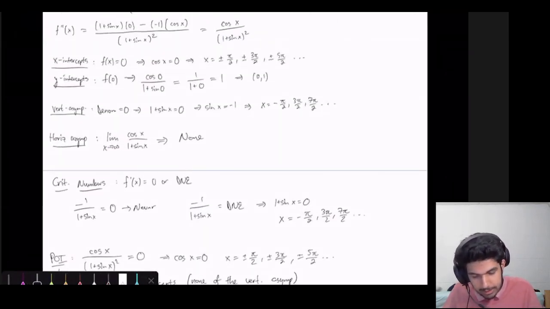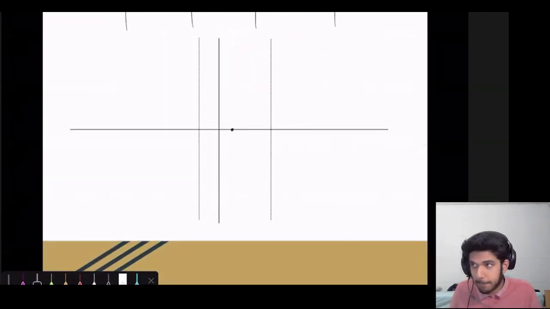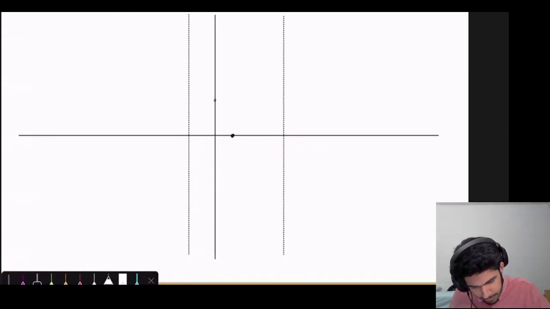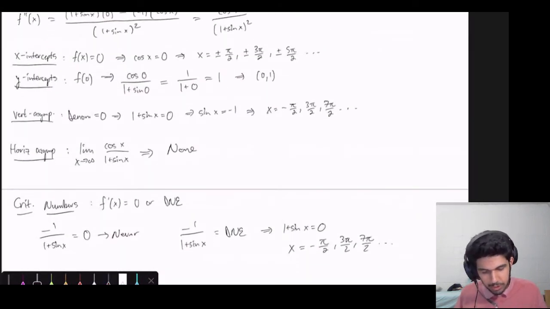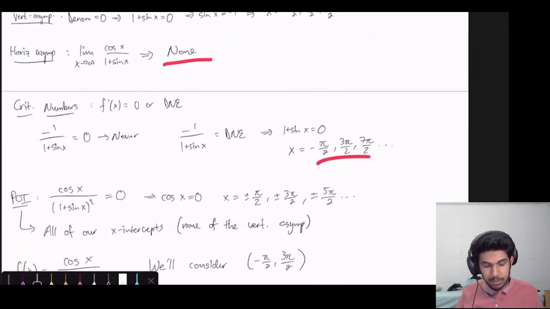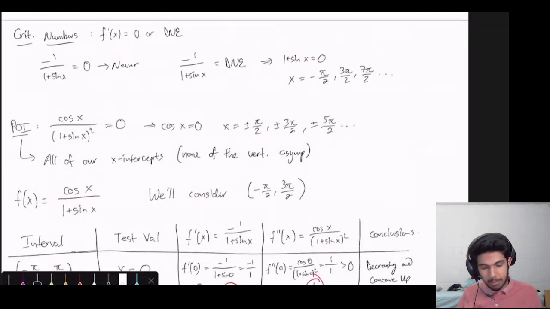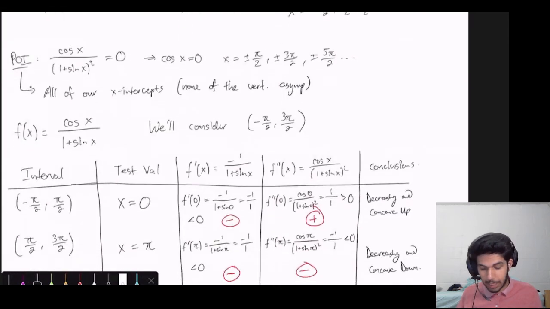Y-intercept at 0 comma 1. So that is somewhere here, I suppose. I guess this isn't very much to scale, but it's something like that. Okay, so we plotted that. Vertical asymptotes we took care of within our interval. Horizontal asymptotes, there are none. Critical numbers, those are our vertical asymptotes. Points of inflection, there's one at positive pi over 2, but that's where we broke up our interval, so that should be taken care of.